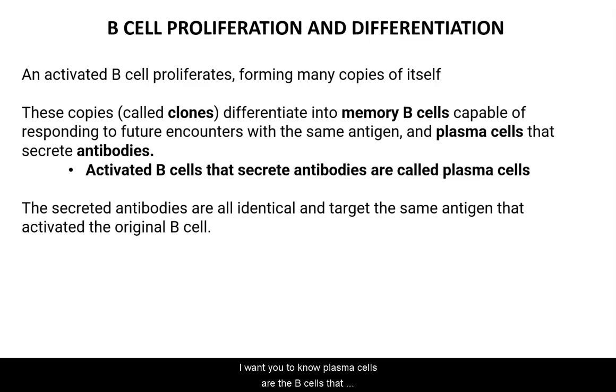I want you to know, plasma cells are the B cells that secrete antibodies. Memory B cells, again, they're just going to hang out. They're on the ready for when the body encounters this antigen again. And these memory B cells are ready to proliferate and produce plasma cells on re-encounter with antigen. Now, the secreted antibodies are going to all be identical to one another, and they're all going to target that very same antigen that activated the original B cell.